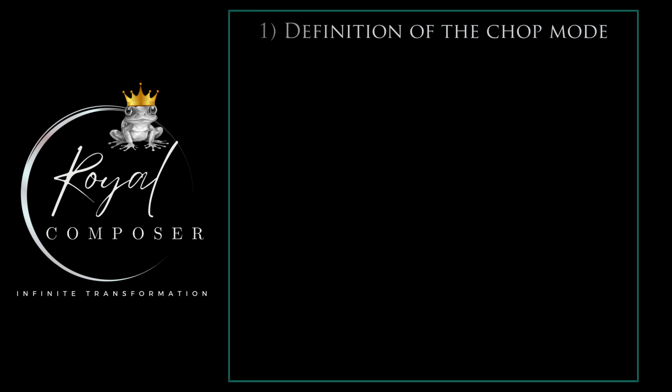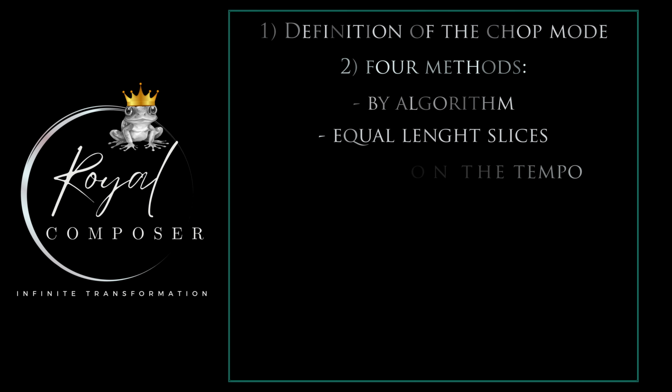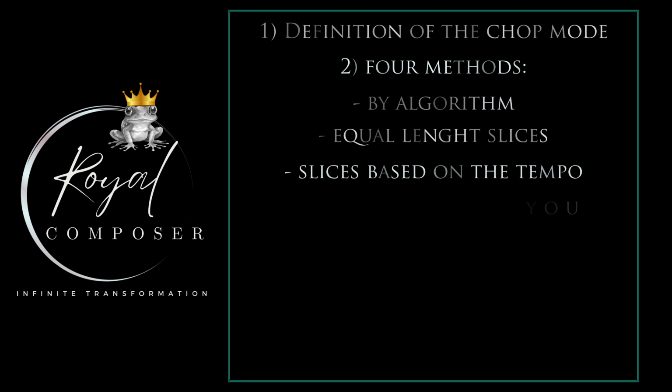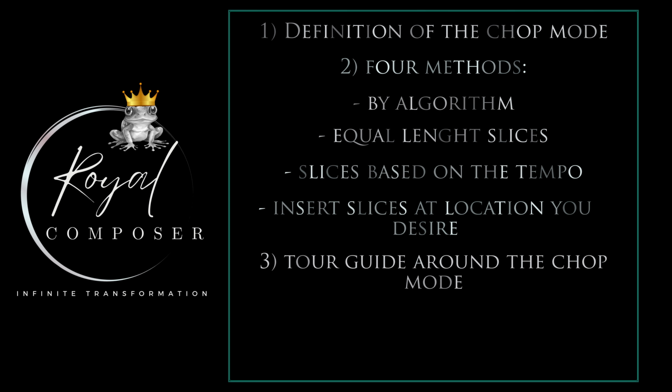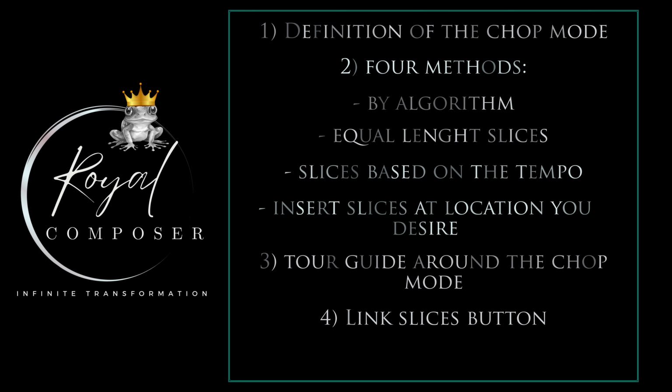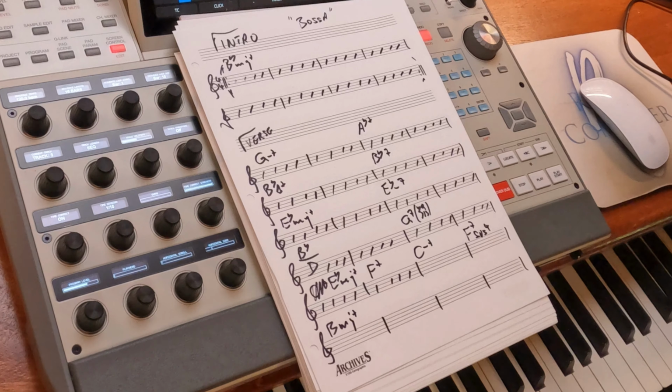Definition of the chop mode, four methods of adjustments by algorithm, equal length slices, slices based on the tempo, and insert slices at location you desire. Tour guide around the chop window, and of course link slices. In the end of the day, we're going to convert the whole music.